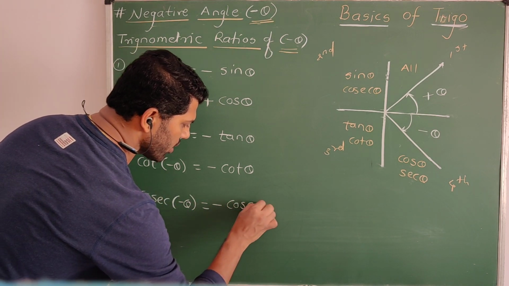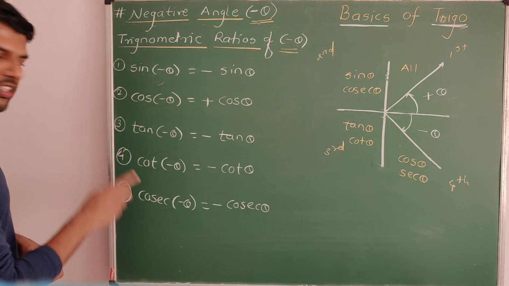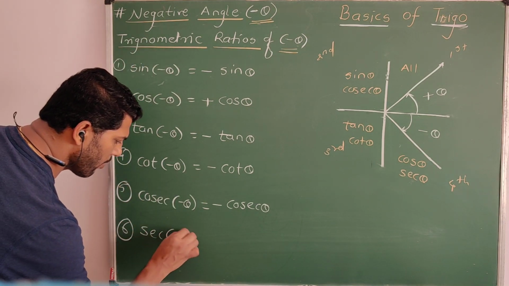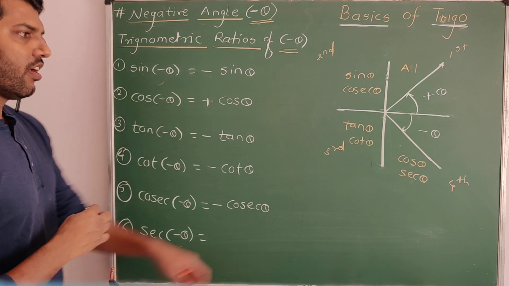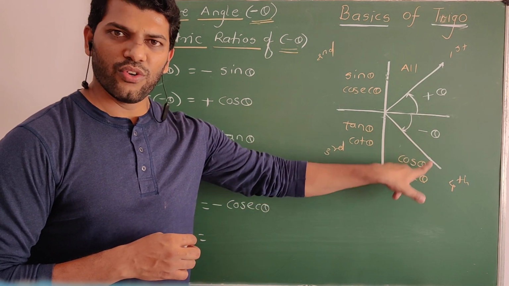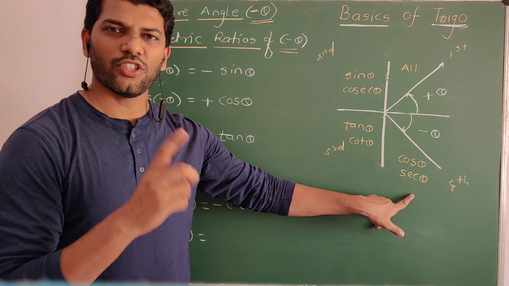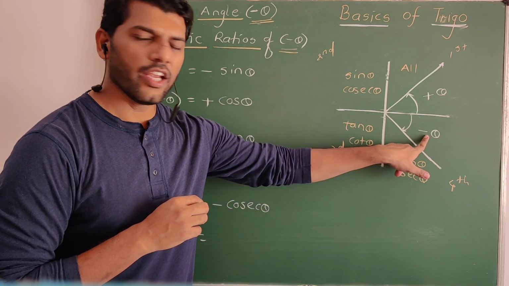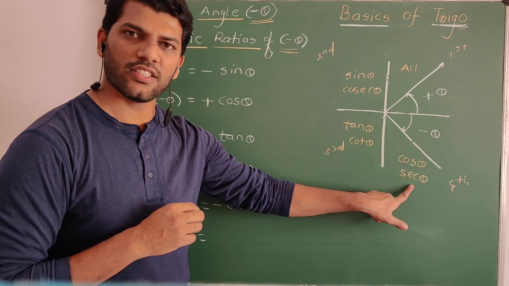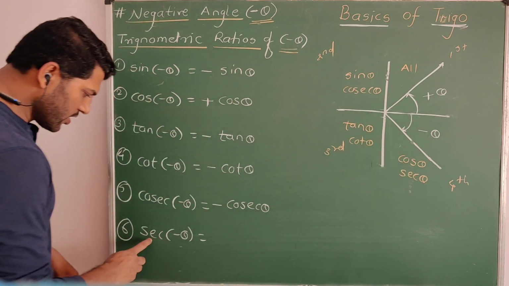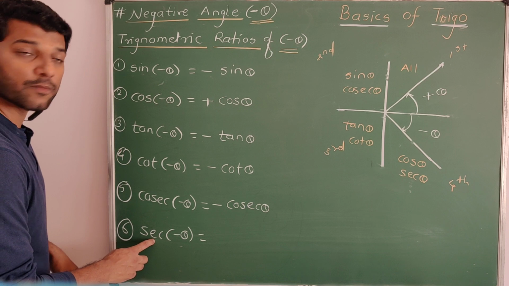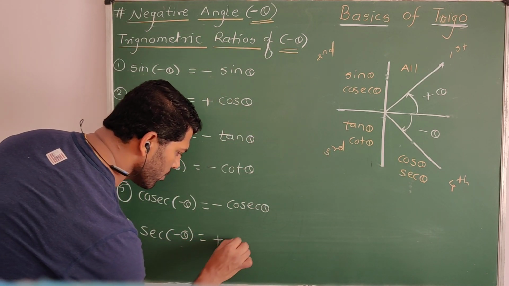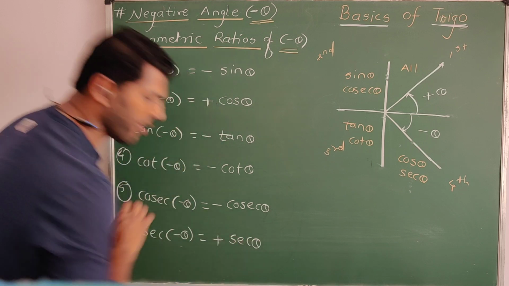So cosec of minus theta is minus cosec theta. And please note down this last one, a very important one: sec of minus theta. Minus theta, fourth quadrant, cos and sec are positive. I am repeating again and again, please fit this into your mind: negative angle, fourth quadrant, cos and sec are positive. So sec is positive in the fourth quadrant. Therefore, the outcome is positive sec theta.